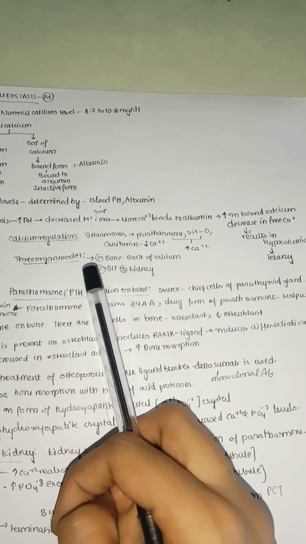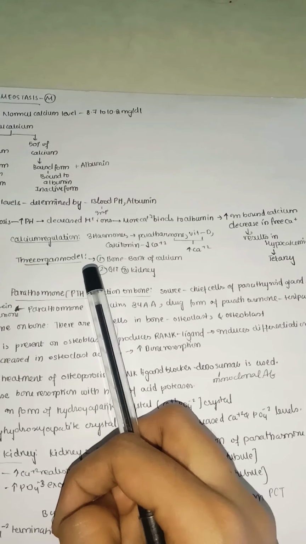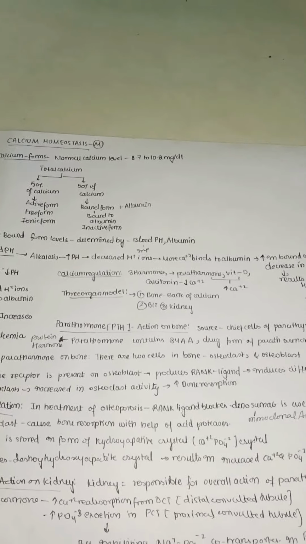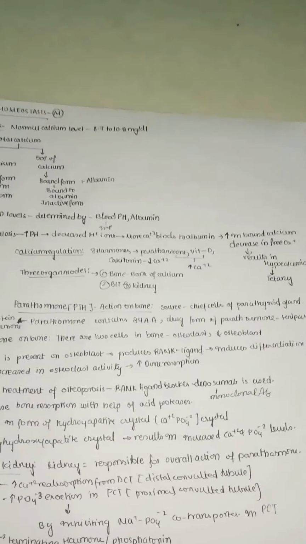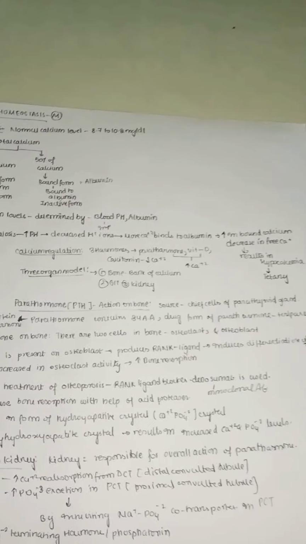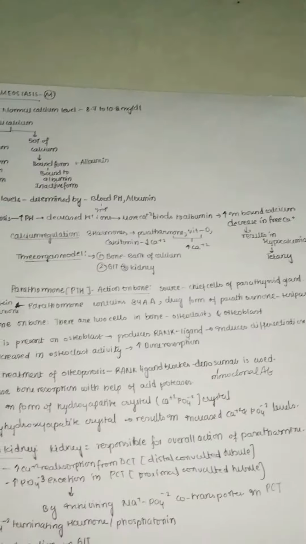And GIT, from the food we eat, the calcium comes into the GIT. And kidney is useful to decide how much calcium we need to excrete to maintain balance. If our body calcium is low, we will excrete less calcium. If the body calcium is very high, we will excrete more calcium in urine. So this is about kidney.